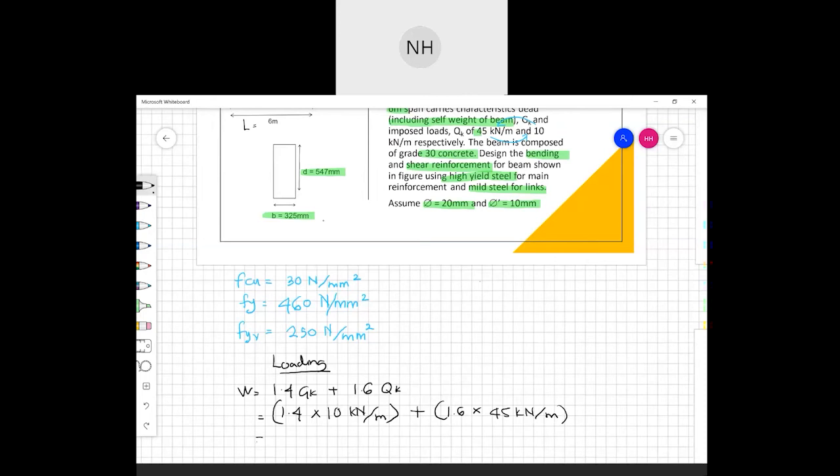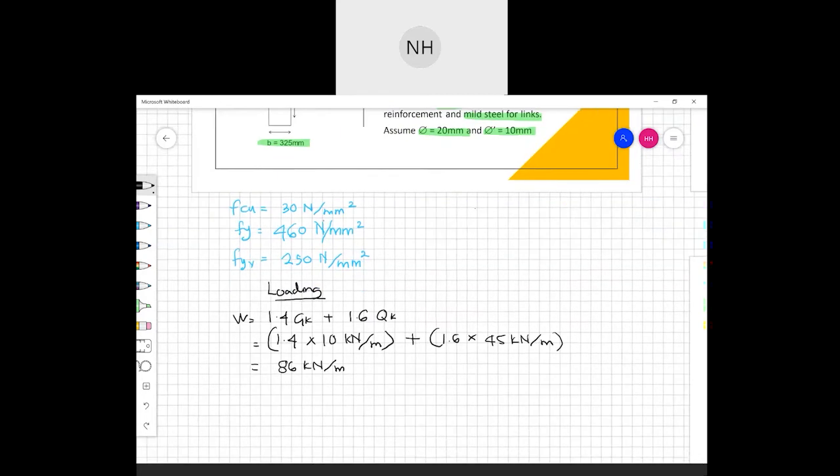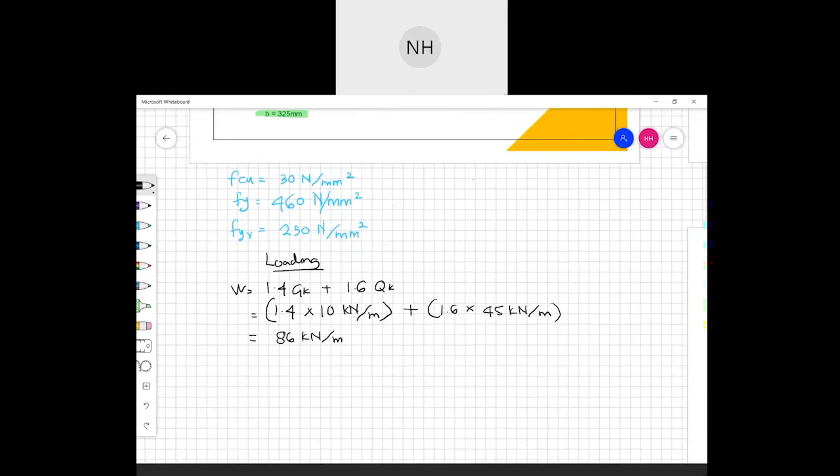So you're going to get some answer here. It is 86 kilonewton per meter. So 86, this is for loading. So we are done with loading. So kita dah dapat lah dia punya ultimate design load. And then the next step is we need to calculate the main steel ataupun main bar ataupun main reinforcement. You might call it whatever lah.